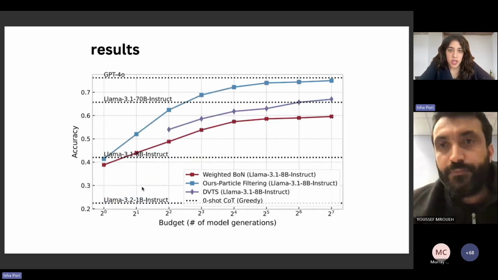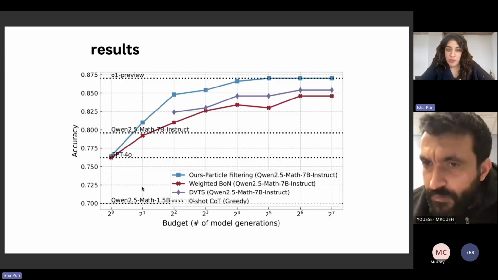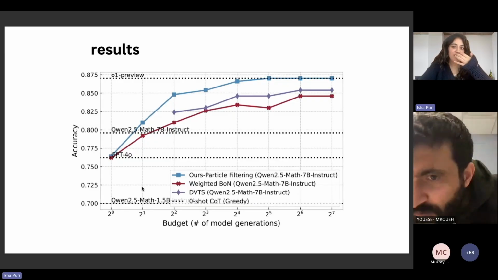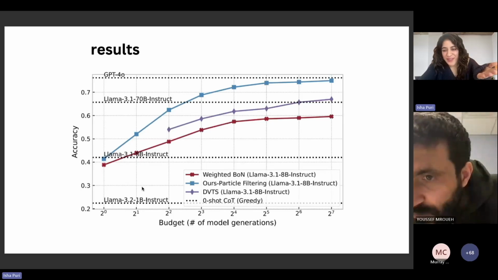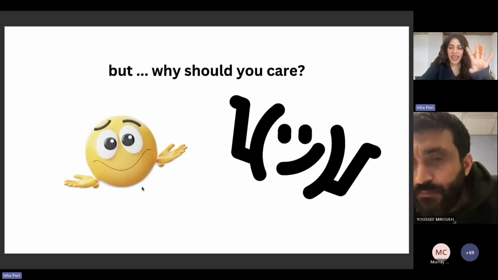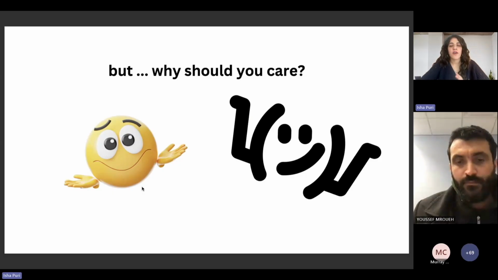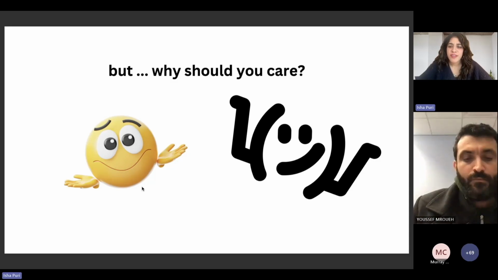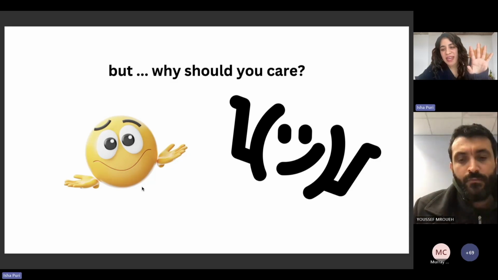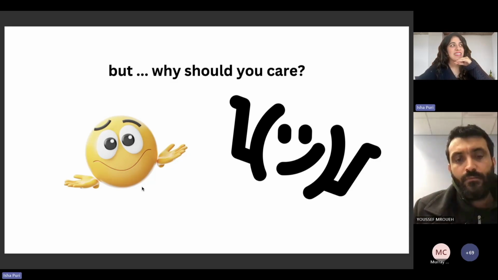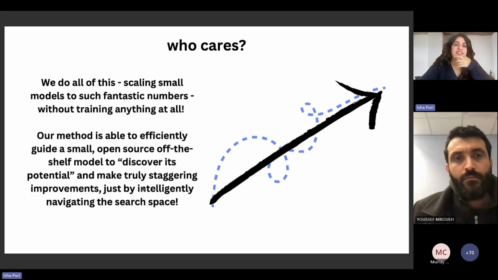Yeah, so I think these are very cool results, again, because of just how pretty the inference time scaling curves are. But why should you really care? A lot of people in the language model community see thousands of papers come out basically every day, if you're being hyperbolic. And why should this one be any more interesting than the rest? You're scaling very small models to very, very high numbers without training anything at all.